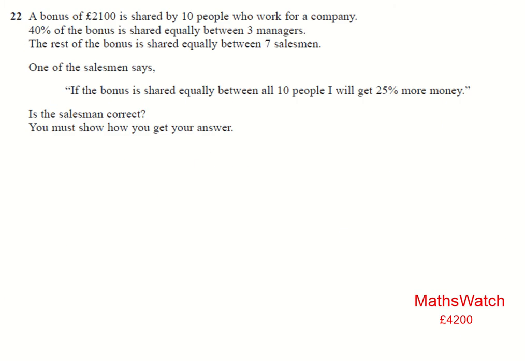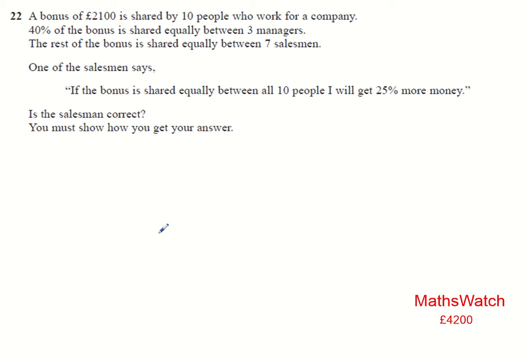Question 22. A bonus of £2,100 is shared by 10 people who work for a company. 40% of the bonus is shared equally between 3 managers. The rest of the bonus is shared equally between 7 salesmen. One of the salesmen says, if the bonus is shared equally between all 10 people, I will get 25% more money. Is the salesman correct? You must show how you get your answer.